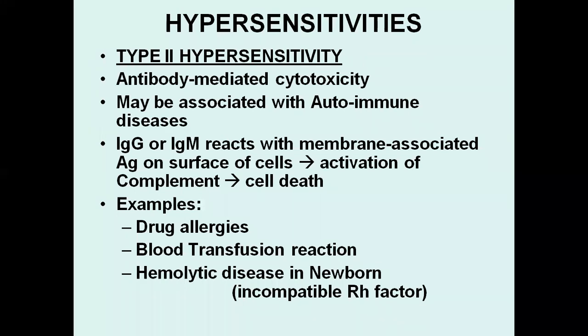So again, you can see in the examples, we have drugs. Drugs can cause hypersensitivity one reaction. Drugs can cause hypersensitivity two reaction also. That depends again on the mechanism of hypersensitivity. So drugs can produce both. So drugs can be allergen. Blood transfusion reaction is one of the best examples of type 2 hypersensitivity reaction. Hemolytic disease in the newborn, that is incompatibility of Rh factor.